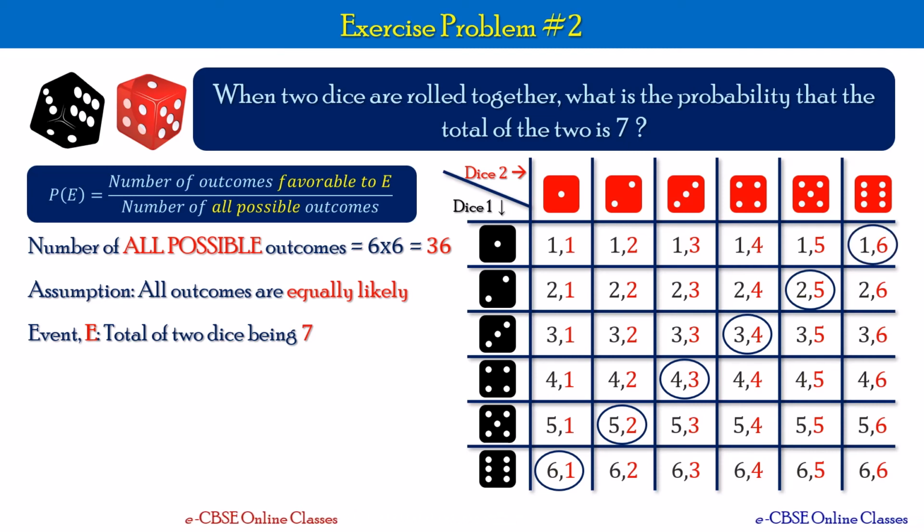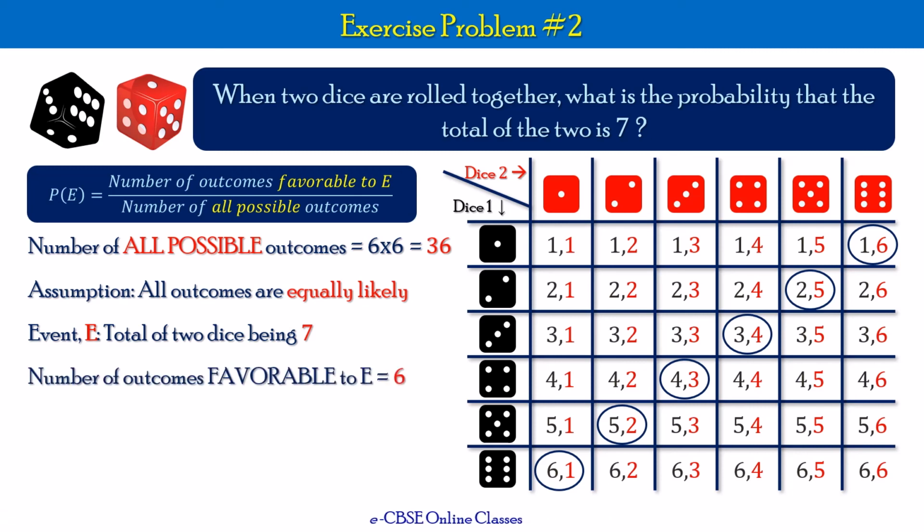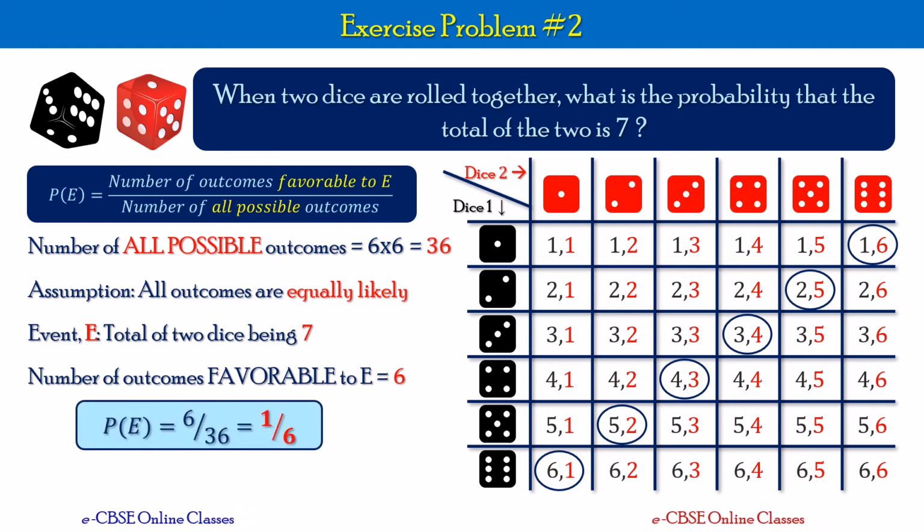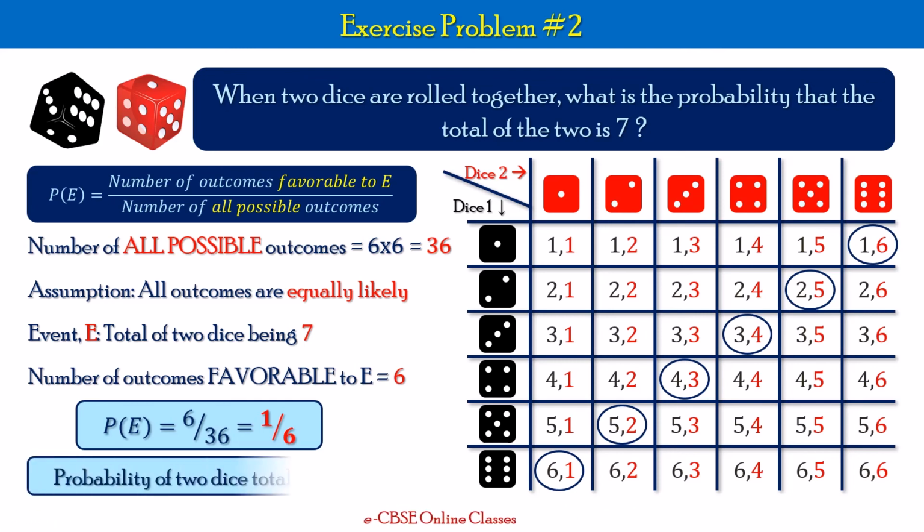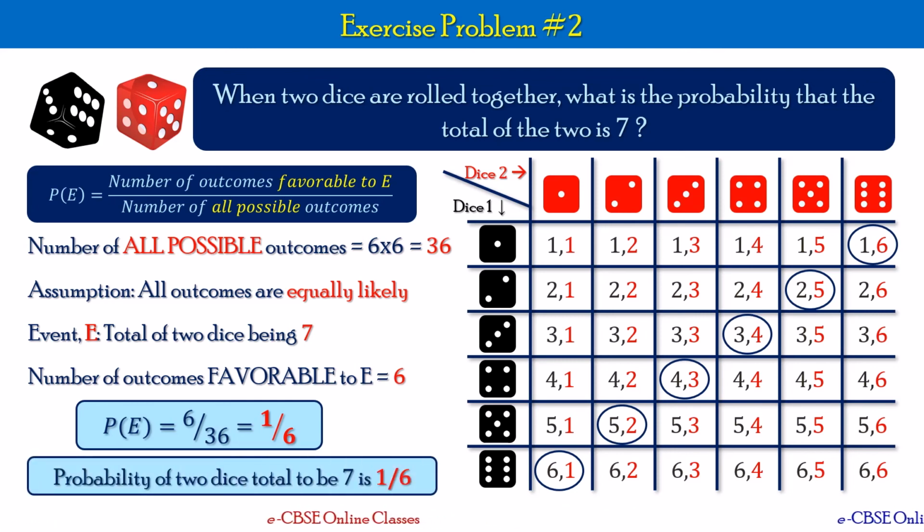So there are 6 possible outcomes which are favorable to the event E that we have defined, that is, the total of 2 dice being 7. So the number of outcomes favorable to E is equal to 6. So P of E is equal to numerator 6, denominator 36, that is 6 by 36, it becomes 1 by 6. So the answer to the above problem is the probability of the 2 dice total being 7 is 1 by 6.